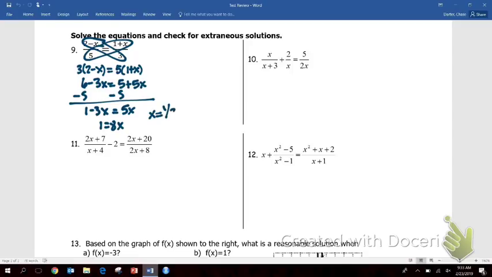And x here is 1 over 8. I ran out of room, so I'm not showing my steps, but you had to add 3x to the other side and then divide by 8. Alright, so number 10, I have 3 terms, so I have to solve by least common denominator. I can't solve by cross multiply, again, because I have 3 terms.